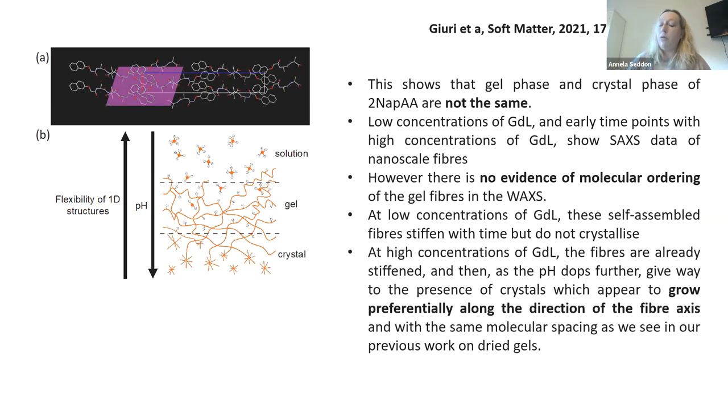So we can do this low concentration, high concentration comparison, and we can start to talk about this process in terms of flexibility. So what we do know is that the stiffening of the fibers is really important in terms of crystallization, and it always happens preferentially along the direction of the fiber. But what it doesn't tell us is that we can use the crystal structure to predict what the gel looked like, because actually when you look at the sacs of the gel, it bears no resemblance to the crystal structure that we get. So yes, the crystals are the same, but the gel structure is actually something completely different.